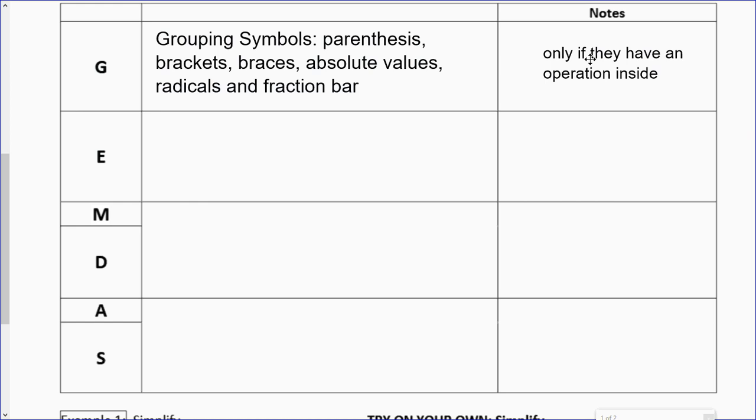You guys can't see it, but my hands are moving all over the place. We perform that group first, and we do that operation first so we can get a numeric value. Then we can go ahead and work with everything else.